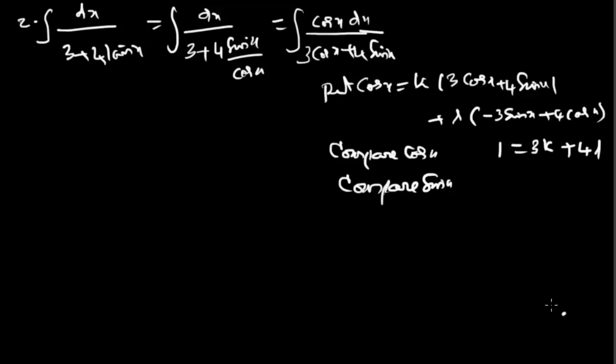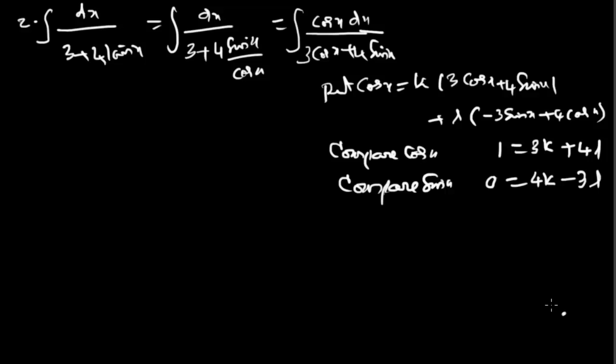Now on the left-hand side there is no sin x, so the coefficient of sin x is 0. Here 4k and here minus 3l. From these two simultaneous equations you must get k and l. So that is our problem now.